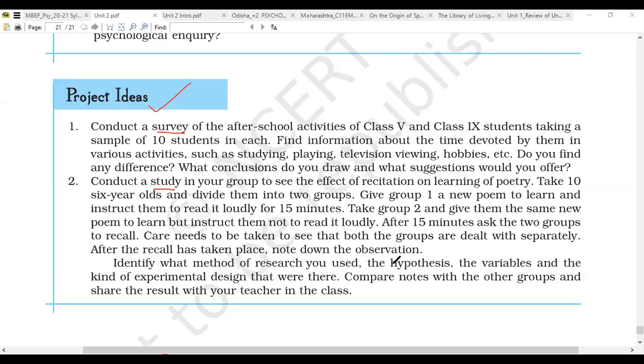Particularly, as I said, the scientific method, the hypothesis, the variables, identifying these things should be clearly understood by you, and any queries have to be cleared in time itself. So you have to conduct two projects in this unit.